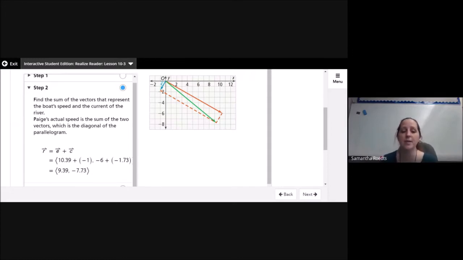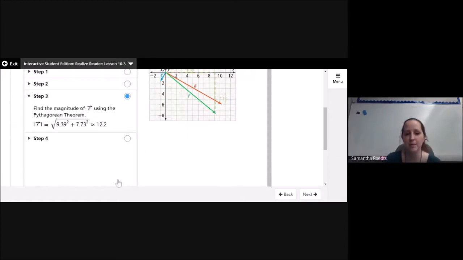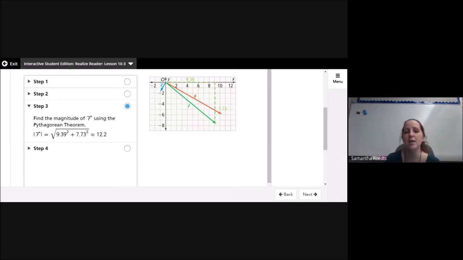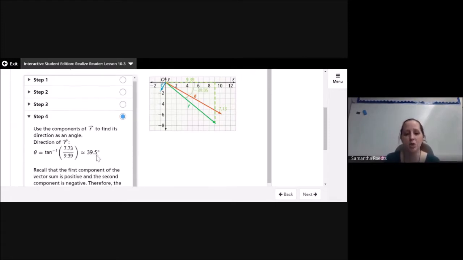So 10.39 plus negative 1 and negative 6 plus negative 1.73 gives me 9.39 and negative 7.73. Step 3 is I find the magnitude of R. So I take those values, I square them, and then square root it. So I get approximately 12.2. Easy Pythagorean theorem. Okay, then I take the inverse tangent of my y value over my x value. So my y value is 7.73 over my x value of 9.39, which gives me approximately 39.5 degrees.